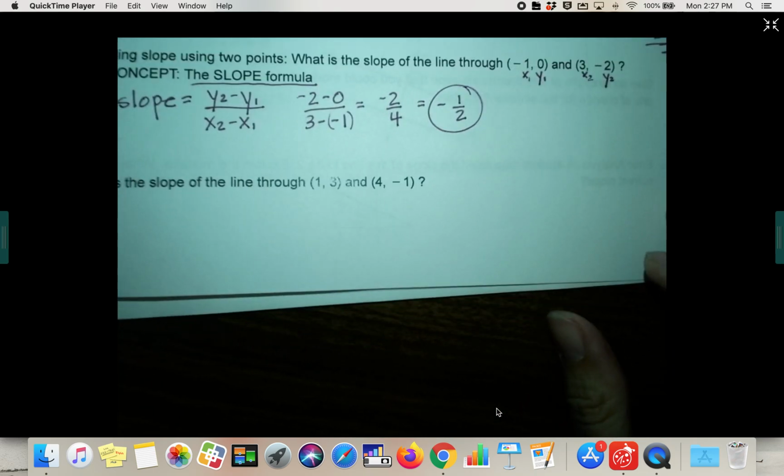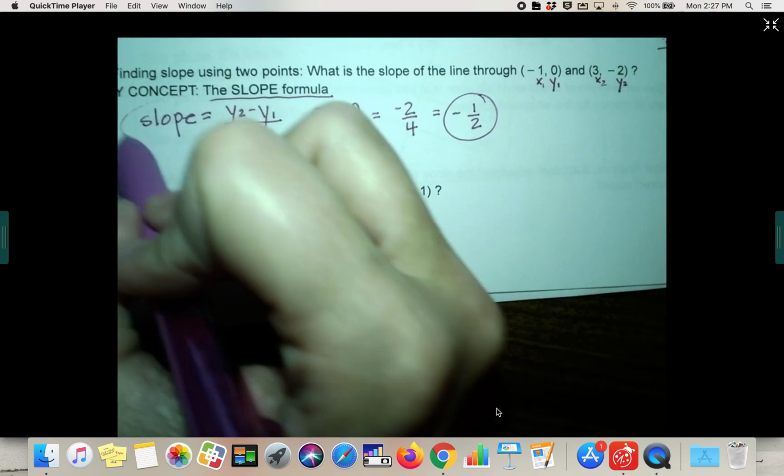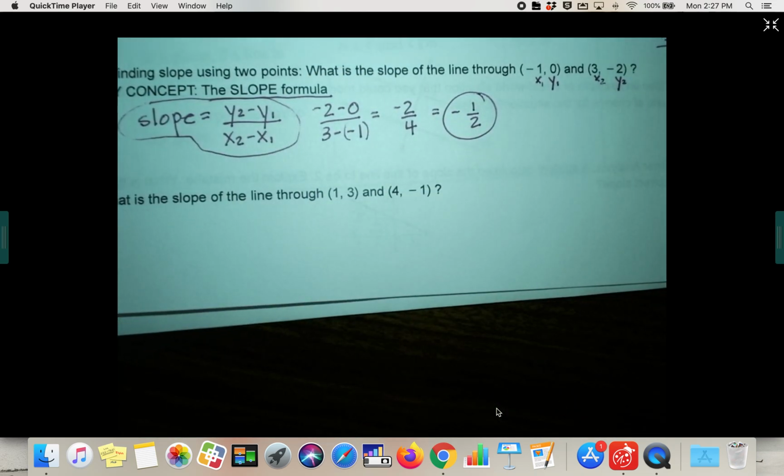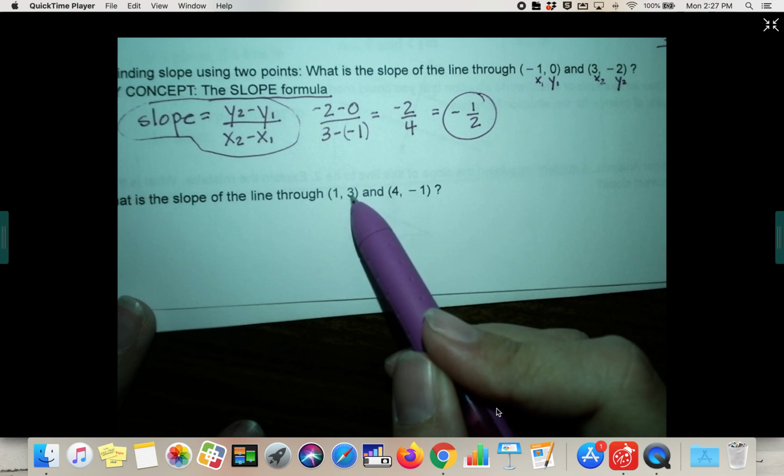Okay, push pause and try this next one on your own based on using the slope formula, if you can. If not, I'm going to work it out right now. All right, we're going to take our last y and subtract our first y. So negative 1 minus 3.